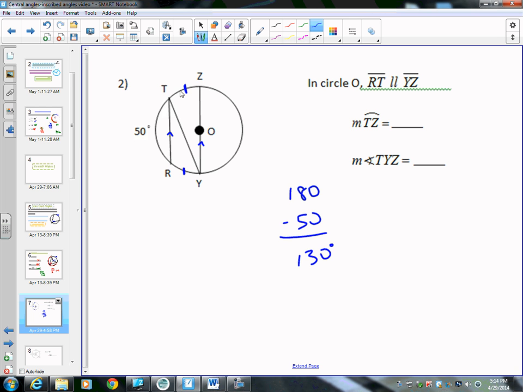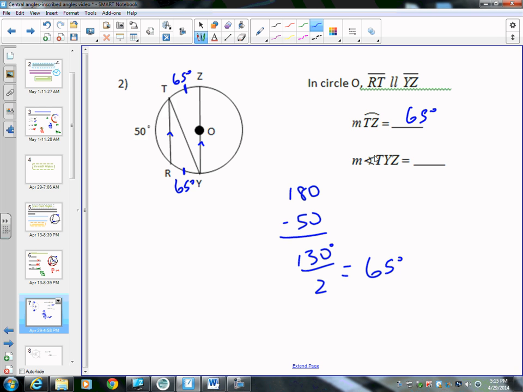And that means that TZ and RY, whatever's left over, is both of those. So 130 is RY and TZ together. But if each one is congruent, we can just divide it by 2 and get 65 degrees, meaning RY is 65 and TZ is 65. So that's the answer to the first one. The measure of TZ is 65 degrees.